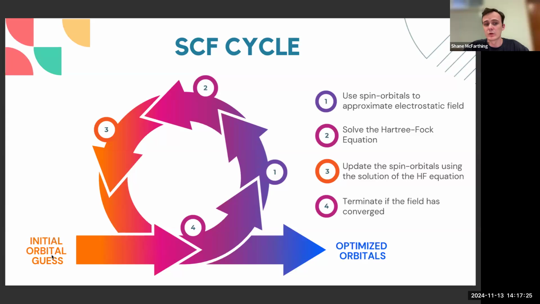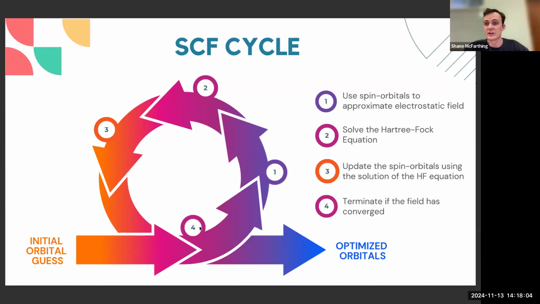So if we start off with an initial orbital guess, the cycle is essentially by taking the orbital guess and using those spin orbitals to create that Hartree-Fock potential, which is the approximate electrostatic field. We then use that electrostatic field to complete the Fock operator, and then we solve the Hartree-Fock equation by doing a diagonalization of the Fock operator. What we do after that is we update the spin orbitals using the solution from the Hartree-Fock equation, and then we check if a termination criterion has been satisfied.